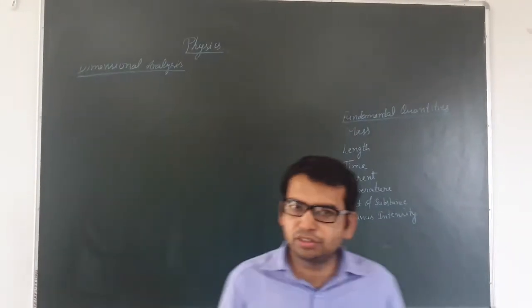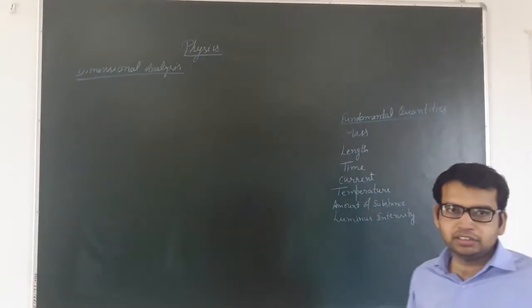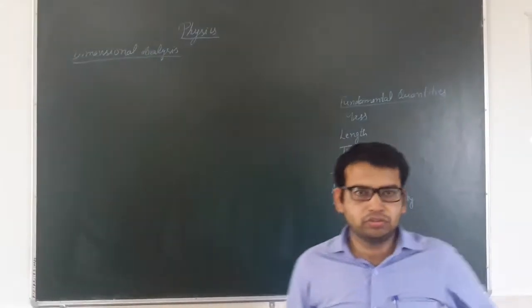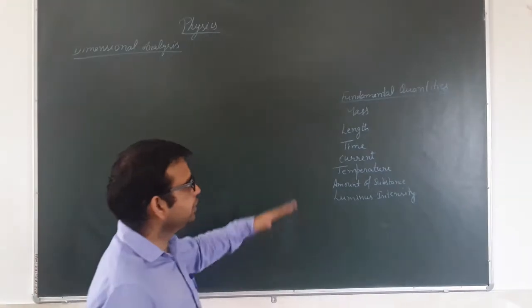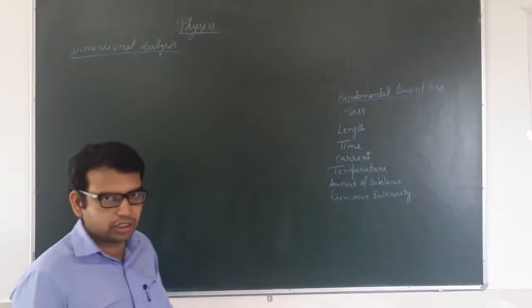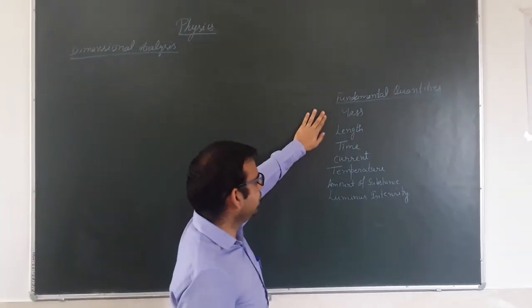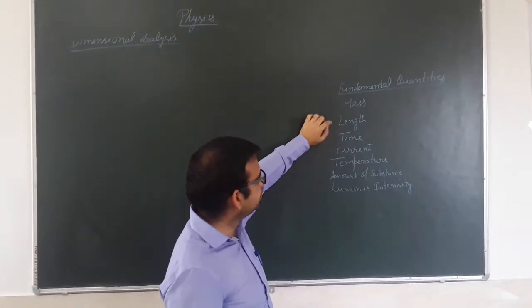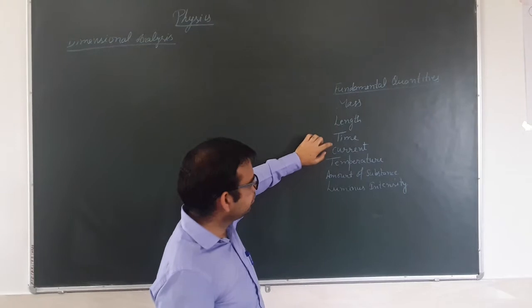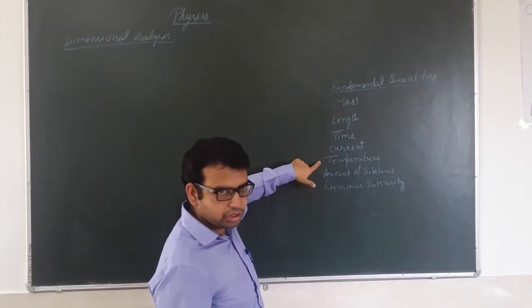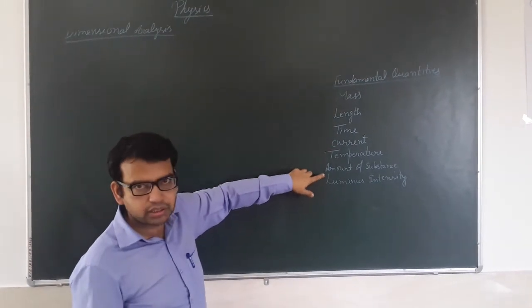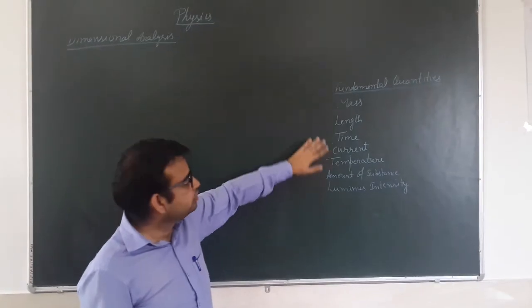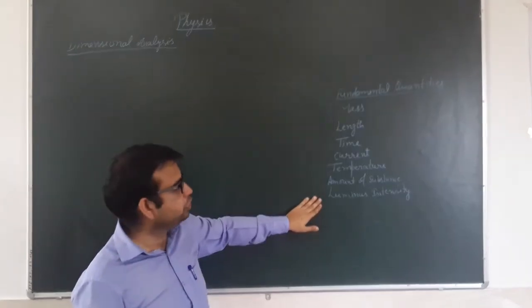Today we will discuss the topic of dimensional analysis of class 11. For that, we should know the basic fundamental quantities. What are those? These seven quantities are basic fundamental quantities, and these are mass, length, time, current, temperature, amount of substance, and luminous intensity. We also know the SI unit of these quantities.